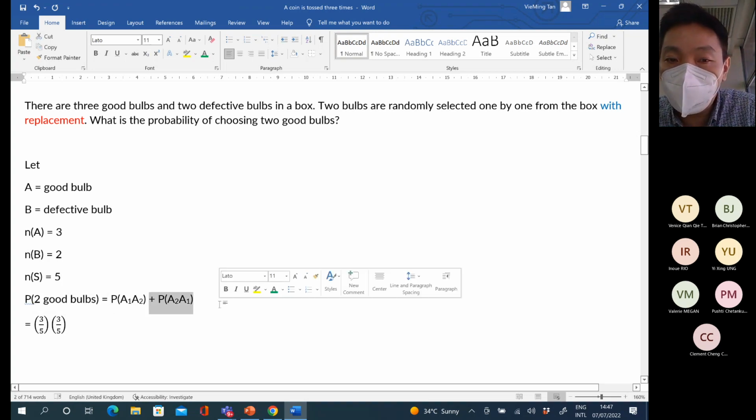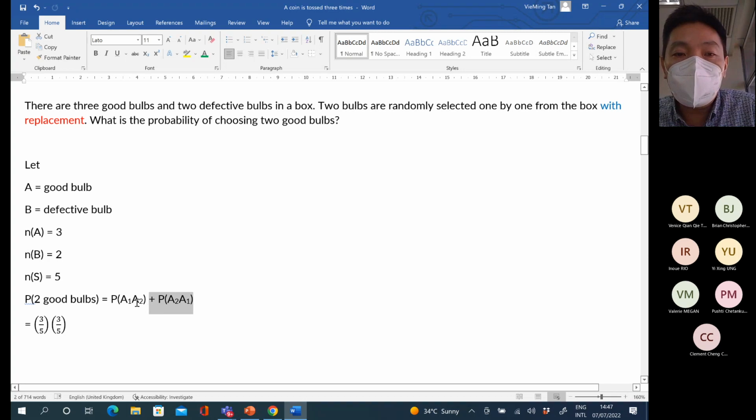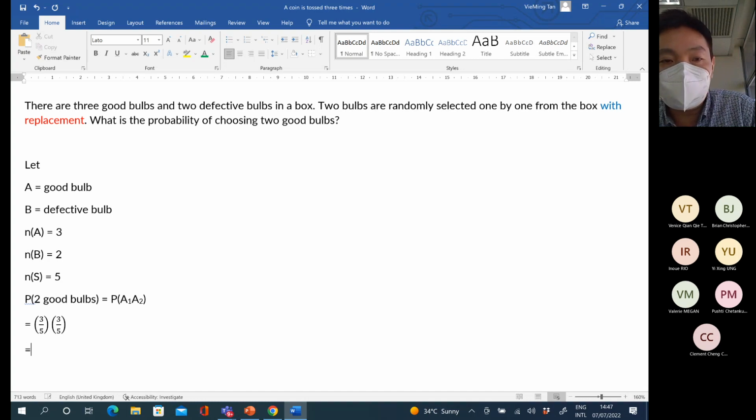So no need to plus A2, A1 anymore. Unless the question is asking what is the probability of choosing one good bug and one defective bug. Then we need to use A1, B2, and then B1, A2. But for this question, no need because both bugs chosen have the same characteristics. So only count one time. Okay. So simplify this, you'll get 9/25.